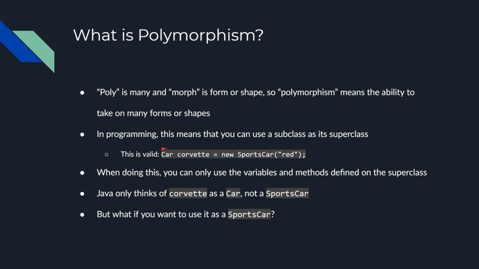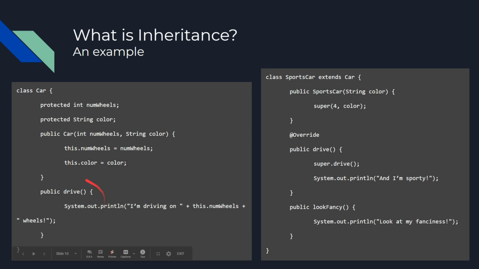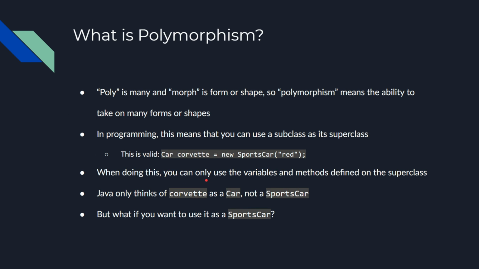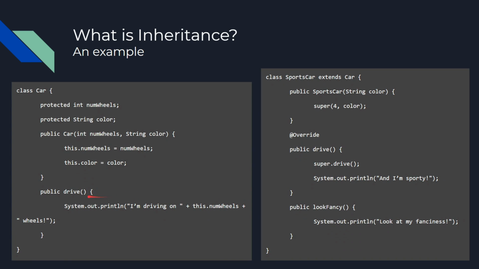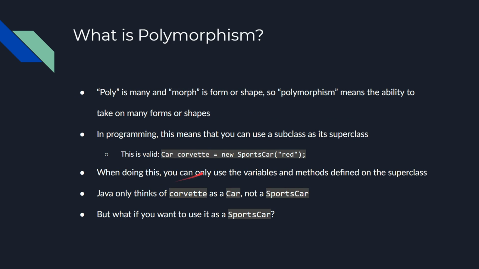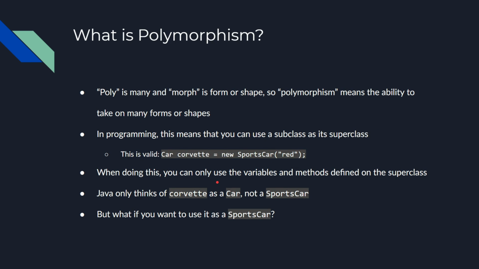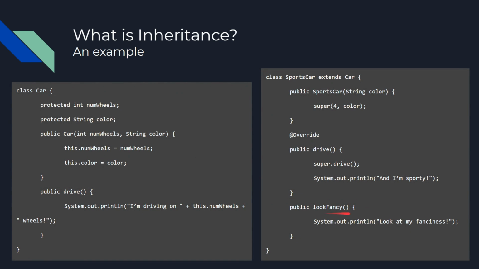However, when you do it this way, because Corvette is defined as a car, I can only do methods that are defined on car. I can only do methods and properties that are defined on car. So if I write Corvette.drive, that's no problem because car has a drive method. However, if I try to do Corvette.lookfancy, if you look over here, lookfancy is a sports car method. If I try to do that, it will fail.